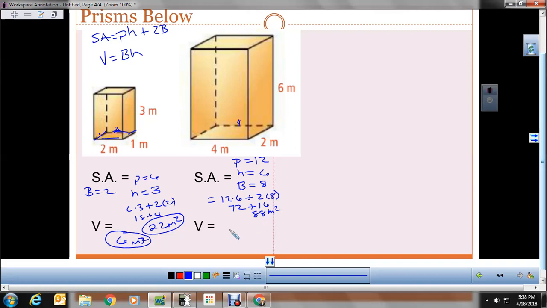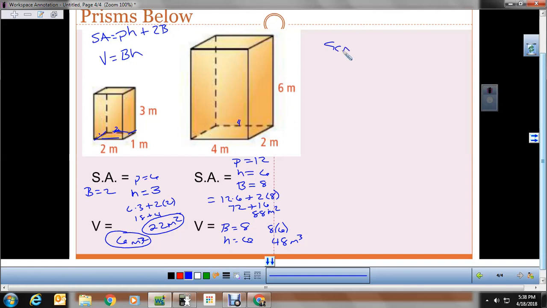And the volume, area of the base is going to be 8. Height again is 6, so volume is going to be 8 times 6. That's going to give us 48 meters cubed. So let's take a look here. What is our scale factor?